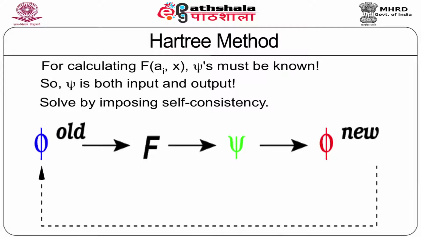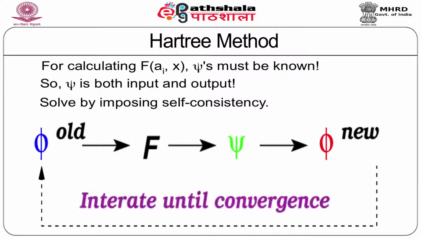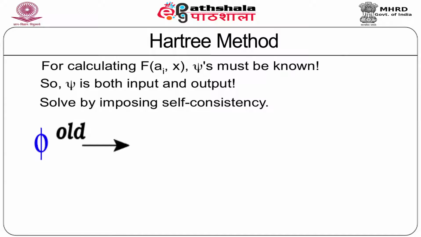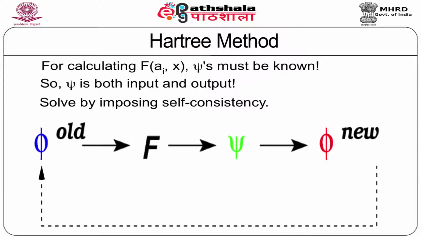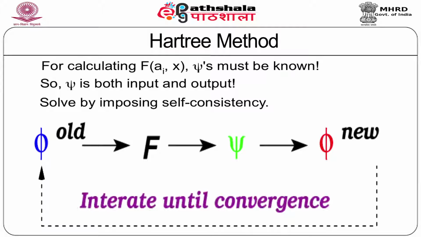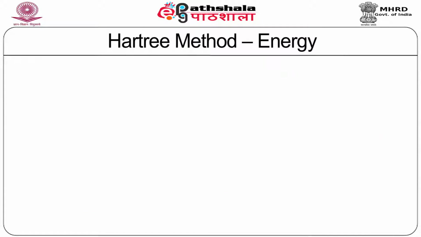What one means by convergence is that the difference between the phi new in one step and the phi old in the previous step is less than some pre-assigned value. What that pre-assigned value will be depends on the user and how much accuracy is needed.